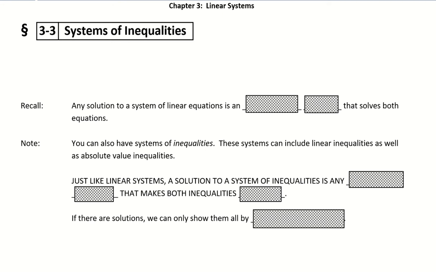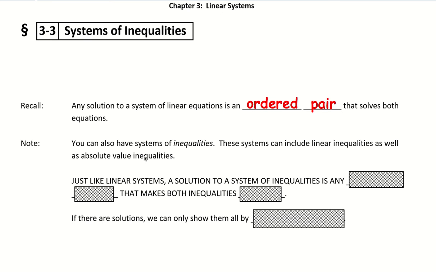Talk about systems of inequalities. First, like I was just referring to, recall any solution to a system of linear equations is an ordered pair that solves both equations. You can also have systems of inequalities. These systems can include linear inequalities as well as absolute value inequalities.